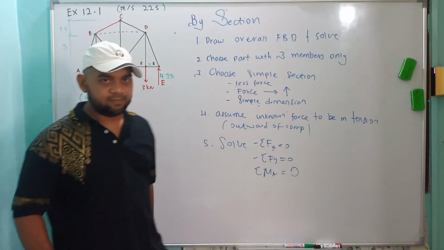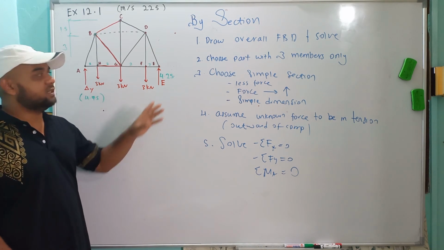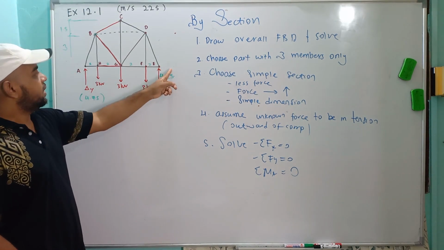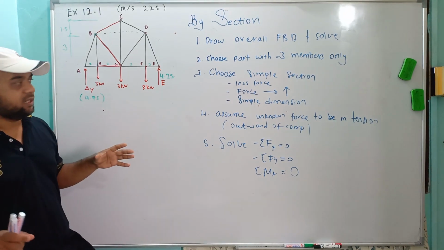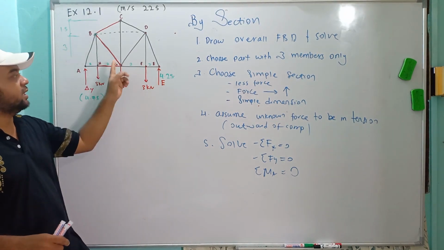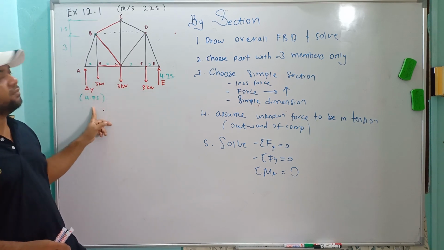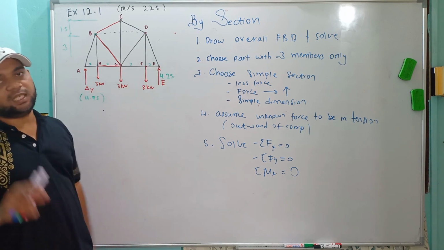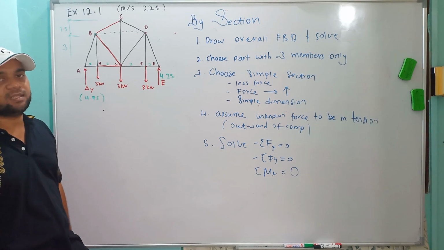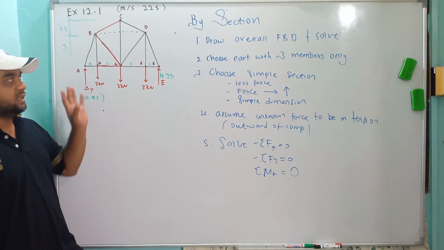draw the overall free body diagram and solve to get the value of the forces at the end or at the boundary condition of the structure. Okay, like this one we have already calculated. Then we have the Ax, which is 0, and we have the Ay. Okay, so we can solve this using three equations: sigma Fx, sigma Fy, and sigma moment at any point equal to 0.